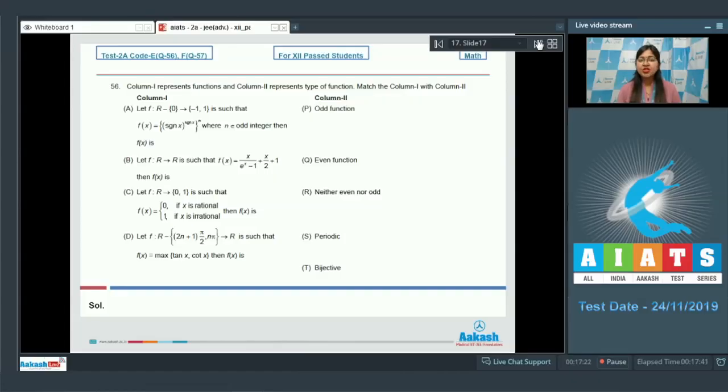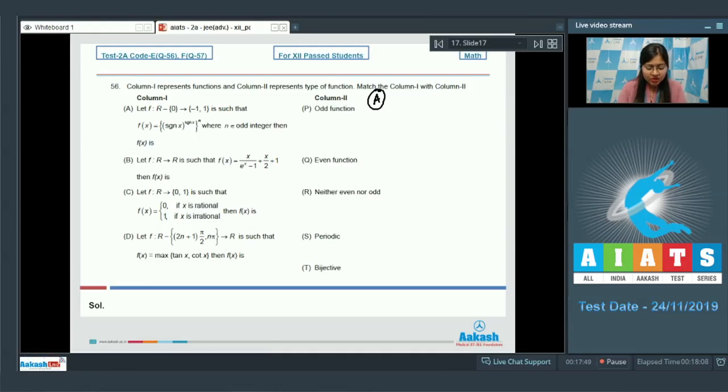Next is matrix match type question. So let us discuss question number 56. It says that in column 1 functions are given and in column 2 type of function is given, so we have to match them. So option A says that let f go from R minus 0 to minus 1 comma 1 such that f(x) is equal to (signum x) whole power signum x to the power n, where n is an odd integer, then f(x) is.